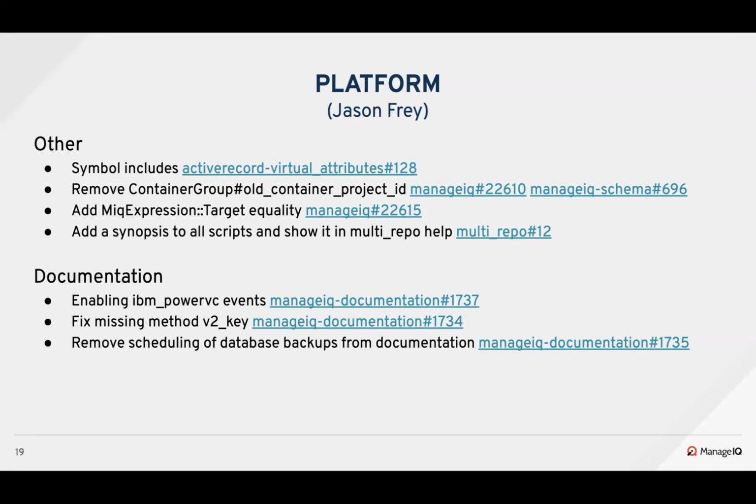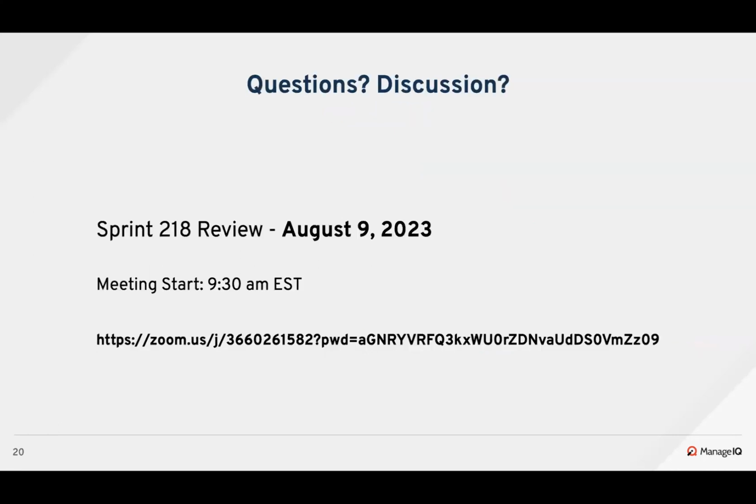I fixed an issue where the old V2 key method, which has been removed for a number of releases, was still present in one of the examples. And a change was made to remove the scheduling of database backups from documentation. The actual code was removed a long time ago, but we forgot to take it out of the documentation. And that's it for the platform side.